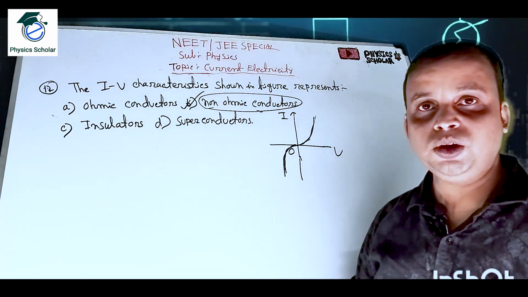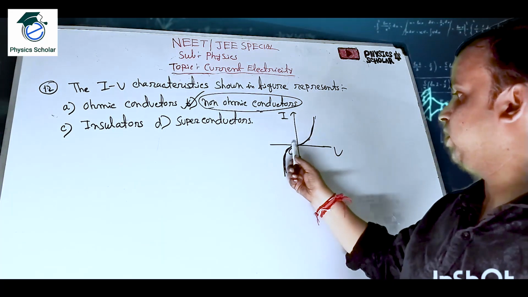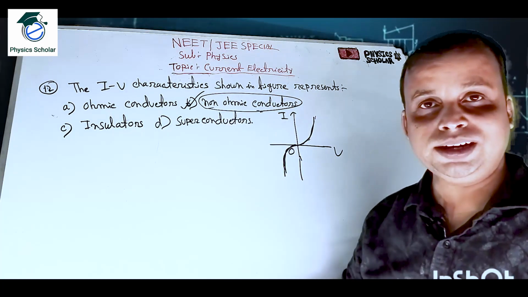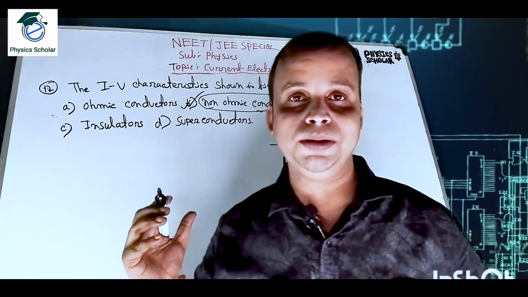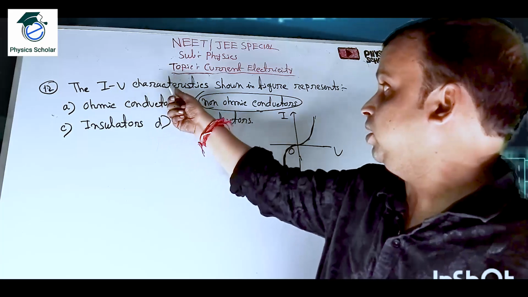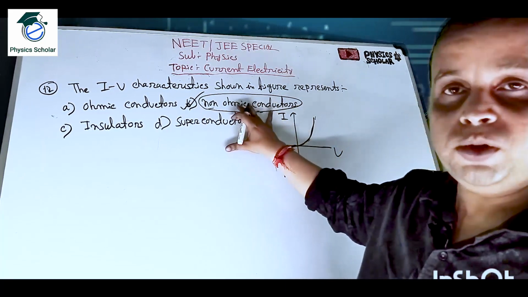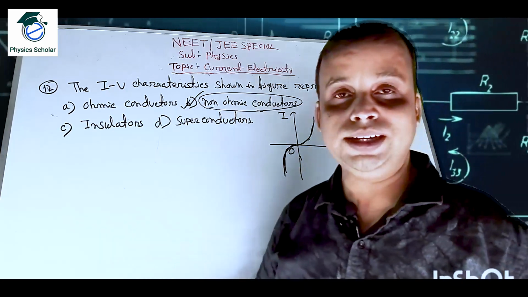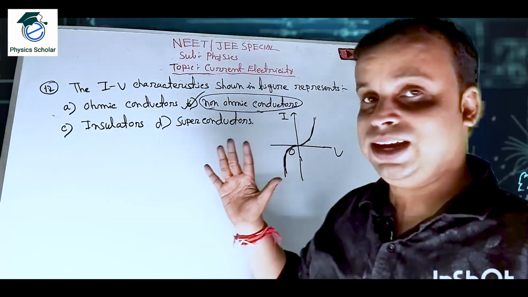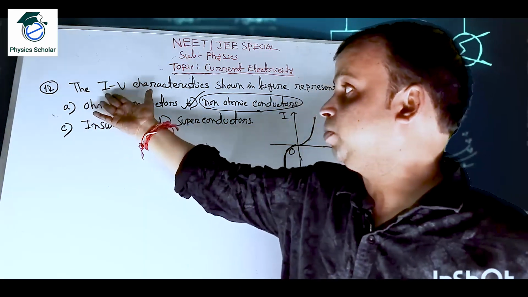So this graph will be for non-ohmic conductors, or semiconductor devices. Clear? So if this type of IV characteristic figure is given, then you have to write non-ohmic conductors. I hope you have understood this. Clear? So now let us move to problem number 13.